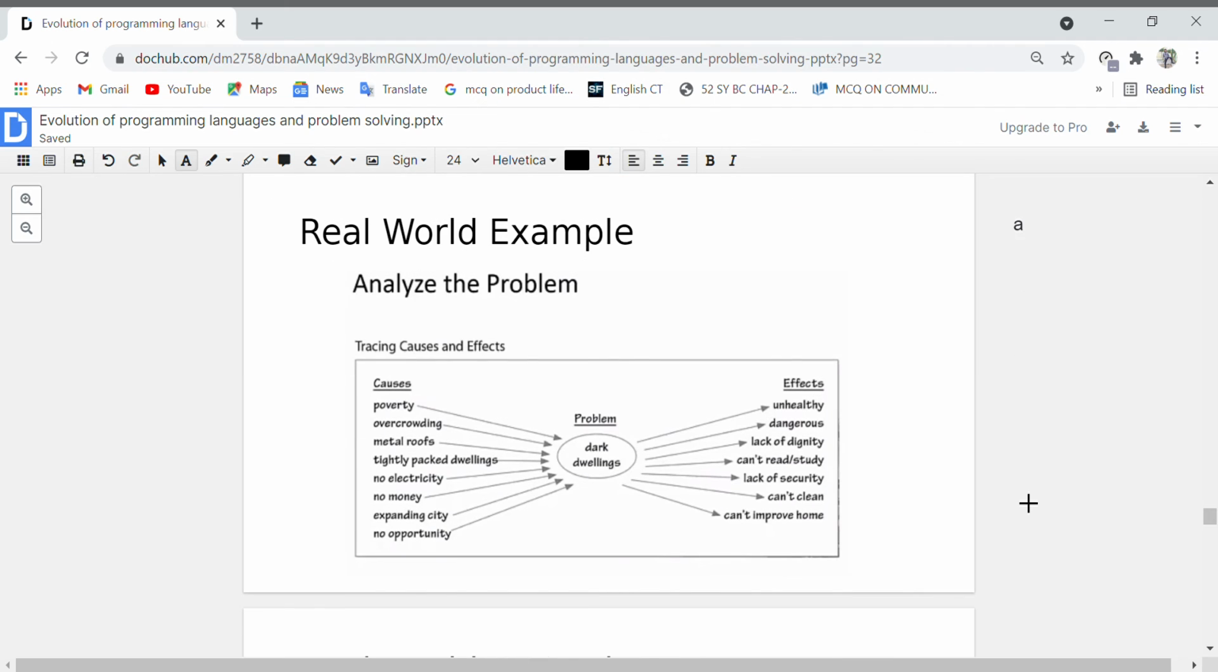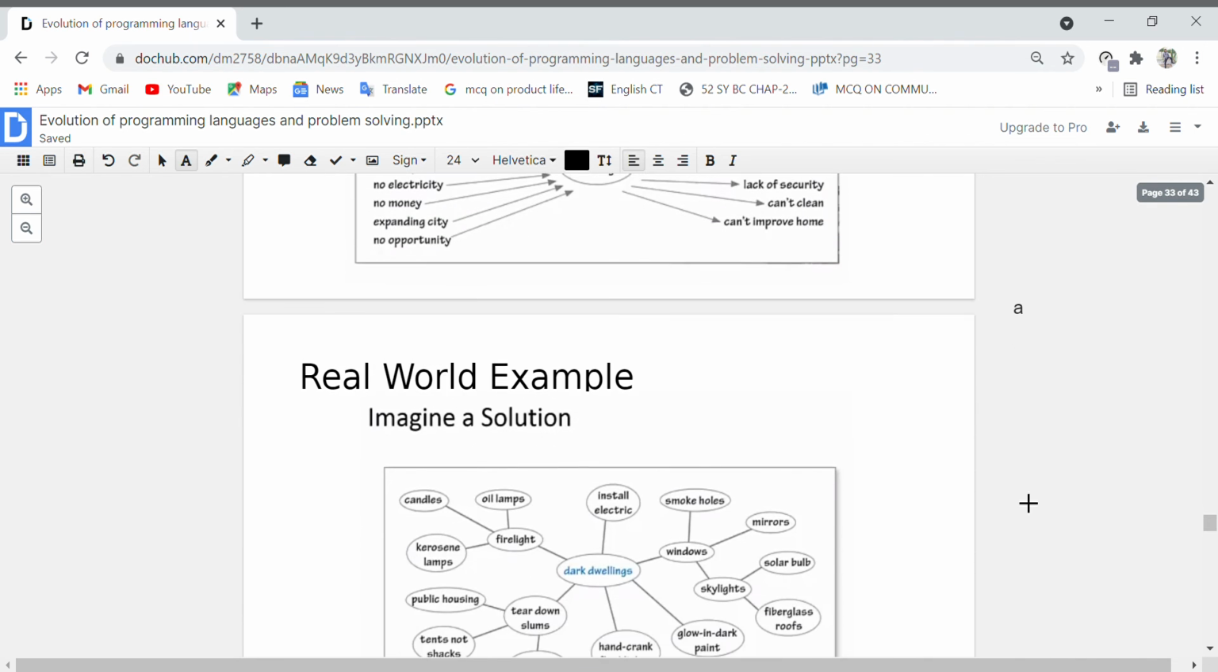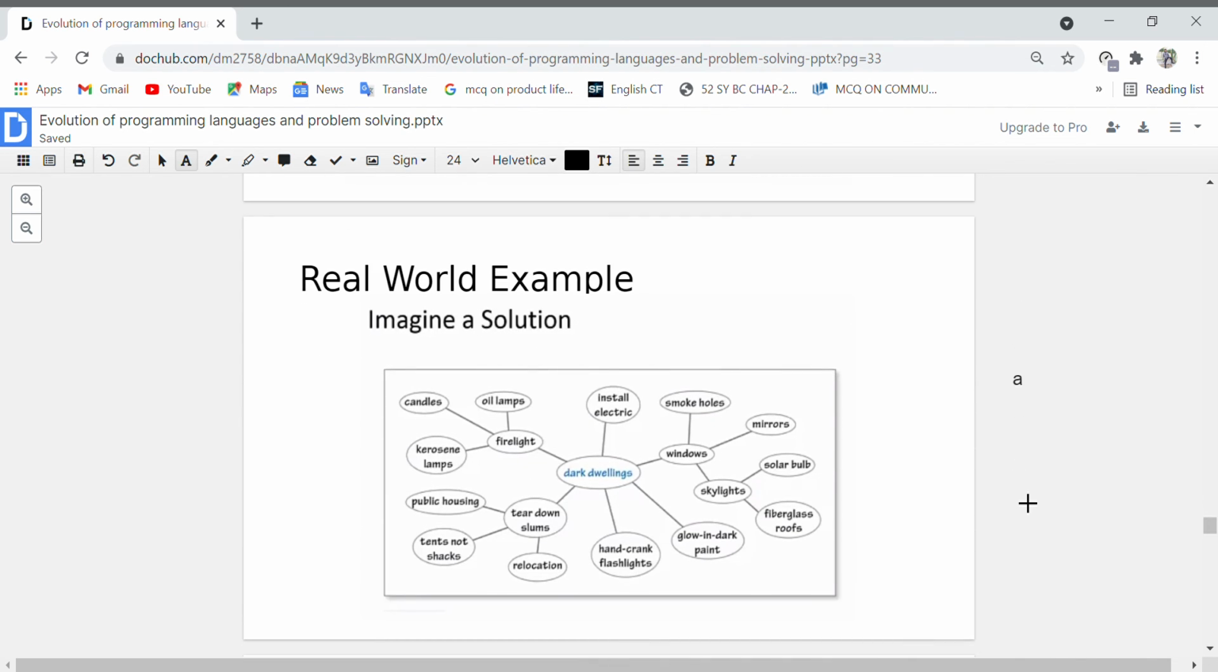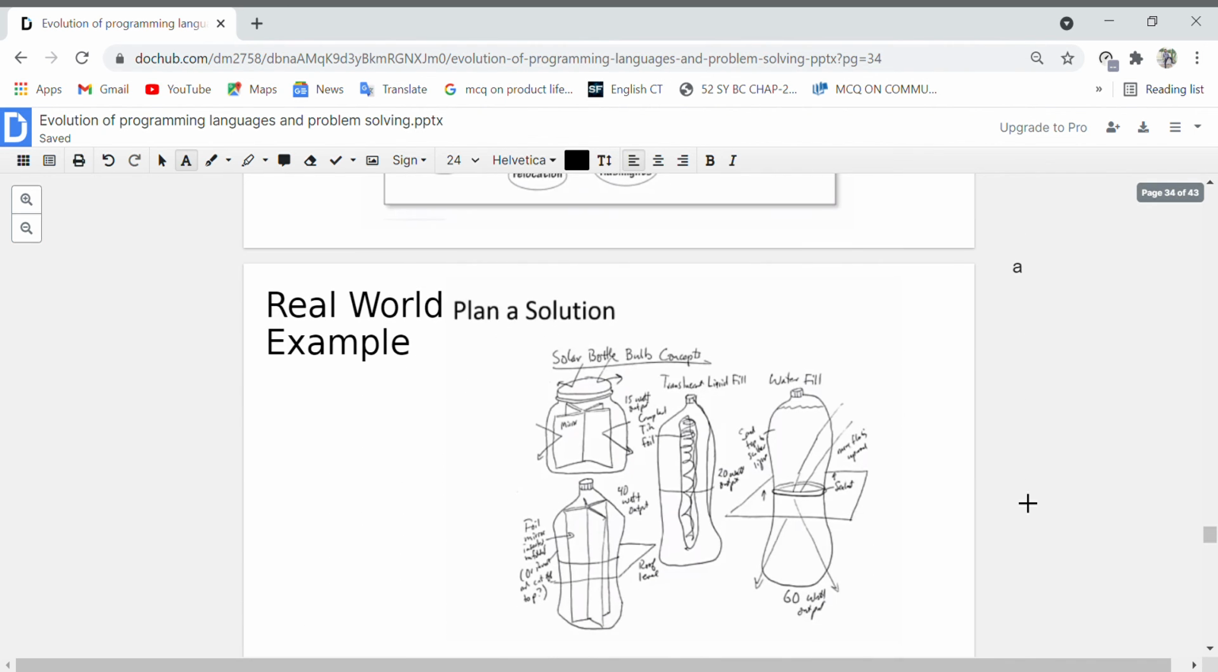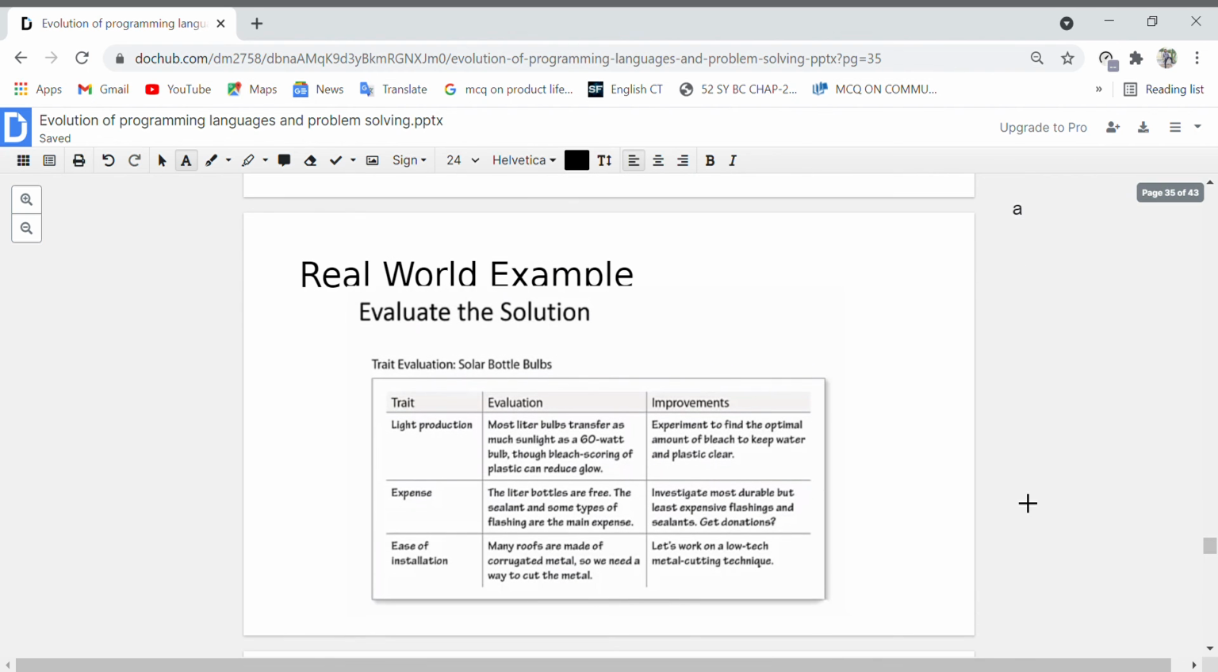So these are some real world examples. If you have poverty, there are dark dwellings, which lead to unhealthiness, danger, lack of dignity, you can't study, lack of security, can't clean, can't improve the home. And this is the solution: candles, oil lamps, firelight, tear down slums, relocation, skylights, windows, mirrors. And this is how it is planned. You can take a screenshot and analyze it yourself. This is not the main concept, this is actually the overview, so that's why I'm moving quite fast.